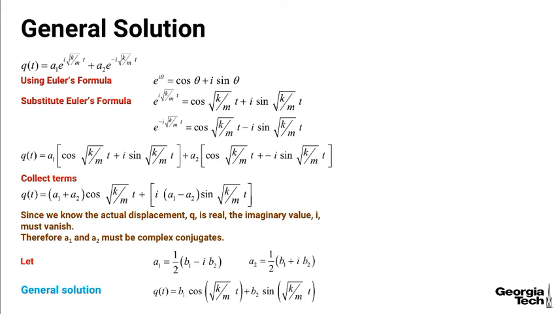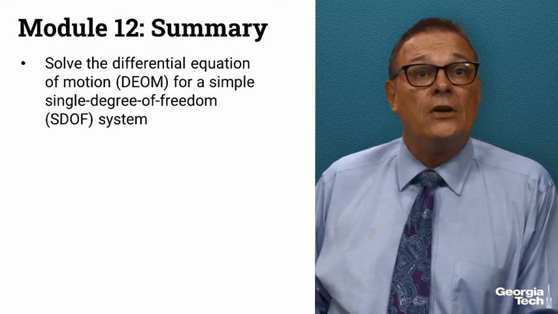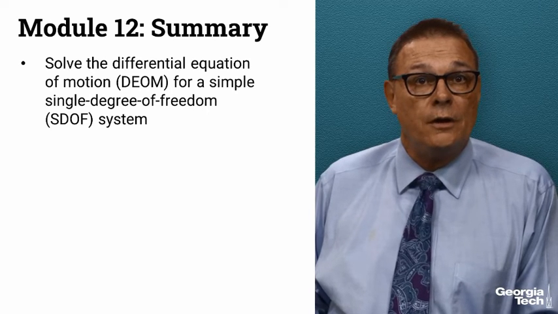I now can put in B1 and B2, and it becomes a real value for Q: B1 cosine theta, which is the square root of k over m t, plus B2 sine square root of k over m t, after substituting in A1 and A2. Okay, that's the solution. Now we can go ahead and analyze it further, and we'll do that as we continue on in our modules. So today's summary was just to solve that differential equation of motion for the simple single degree of freedom system. See you next time.